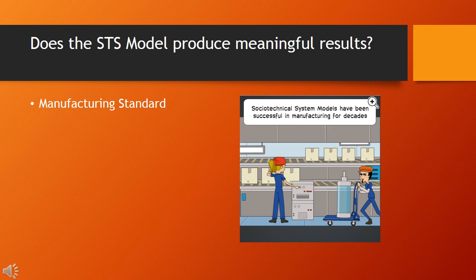In our picture here, we see a couple of happy workers using technology to build their widgets. So to answer the question, does the STS model produce meaningful results? The answer is yes. It can produce meaningful results if properly employed. So why hasn't every company adopted the STS model?